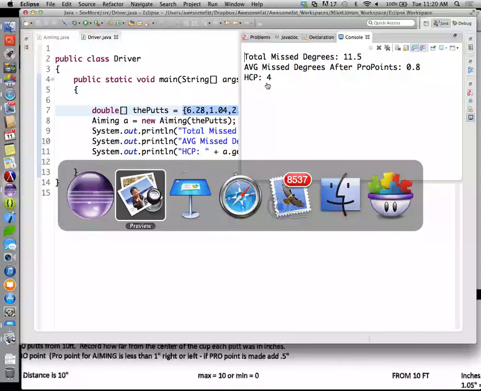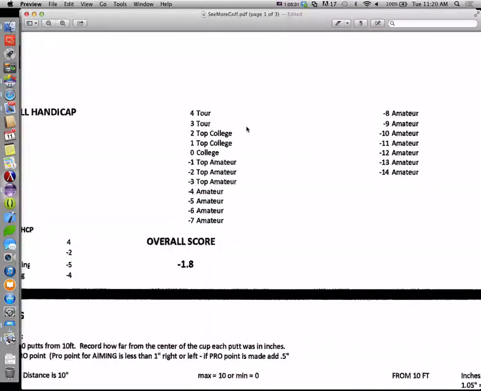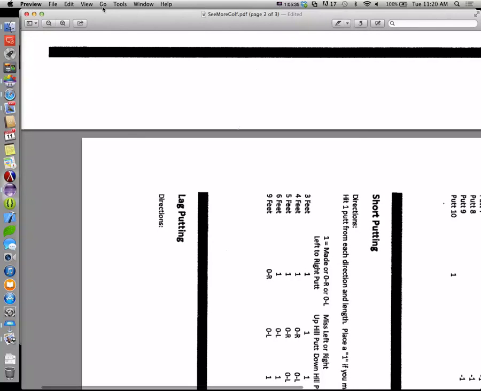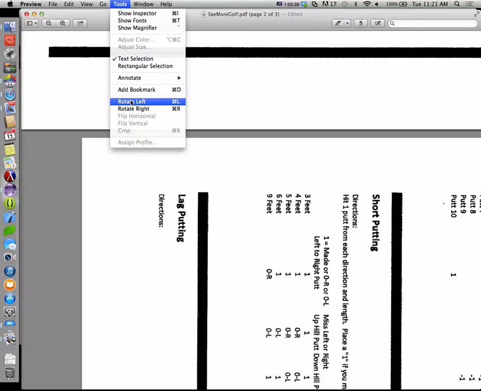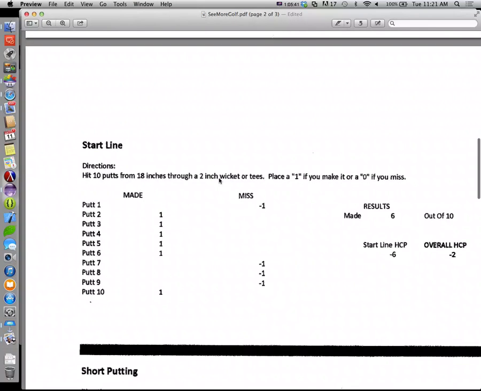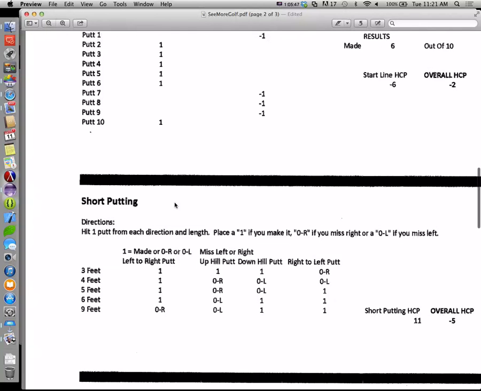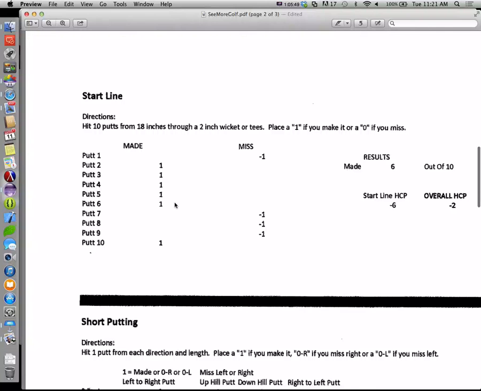What we'll do on Thursday is we will try to decode start line and see how bad they screwed that up. They also have short putting, so there's 2 on one screen here. So hopefully there's only so much they can mess up in this one.